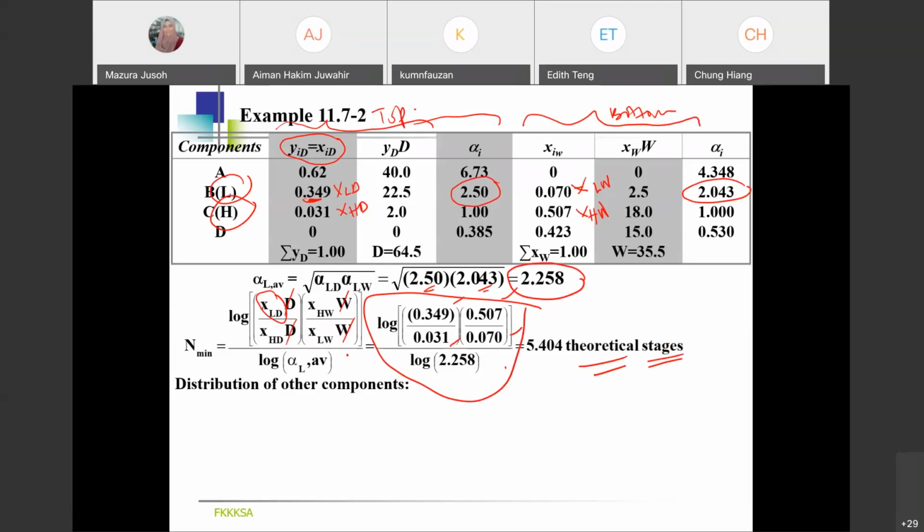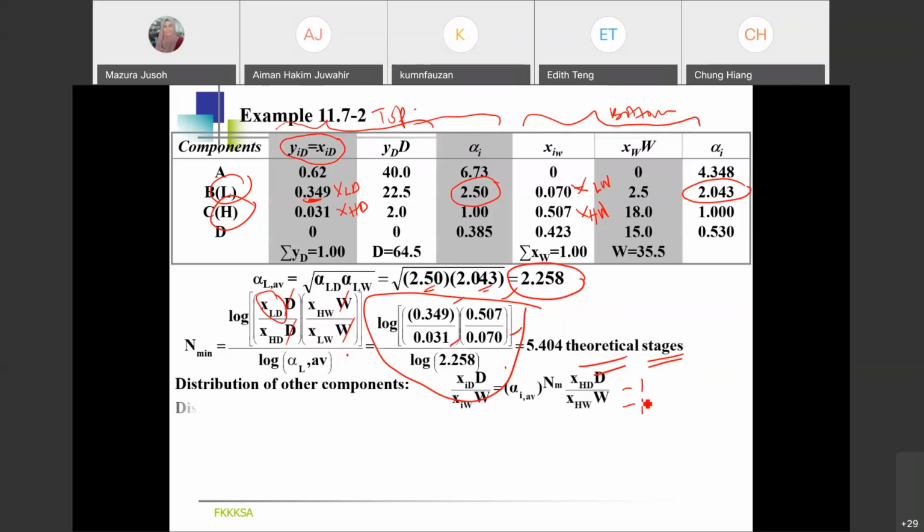If you're using a full condenser, then you just have to minus 1. So you will get 4.4 theoretical trays. If you're using a partial condenser, then you have to minus another 1. That is going to give you 3.4 theoretical trays. So you have to be careful with this. Look at the type of condenser used and look at whether the question is asking you for the stages or for the number of trays.